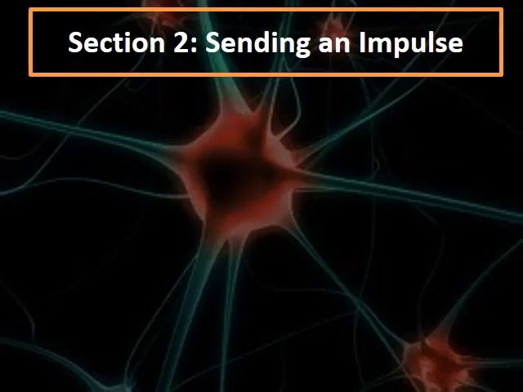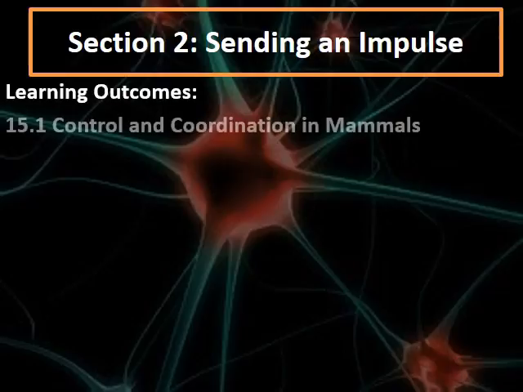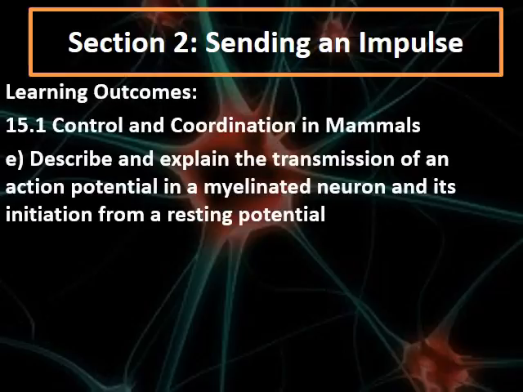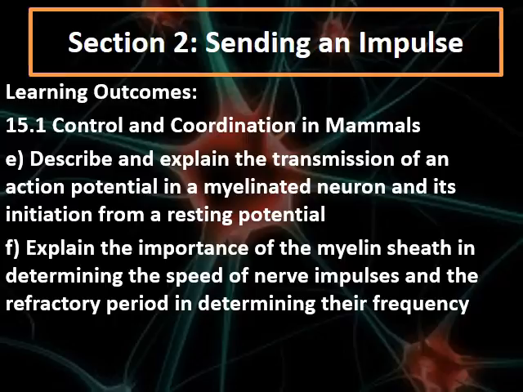Today we're talking about sending an impulse down a neuron, and to do this we need to look at the transmission of an action potential down a myelinated neuron after initiation of a resting potential. So basically after a neuron gets stimulated, how does that stimulation travel through the axon? We'll be talking about why myelin sheaths on myelinated neurons are so important for sending impulses quickly, and we'll talk about how the refractory period keeps things moving in the right direction, and how frequency is an important part of determining the strength of an impulse.